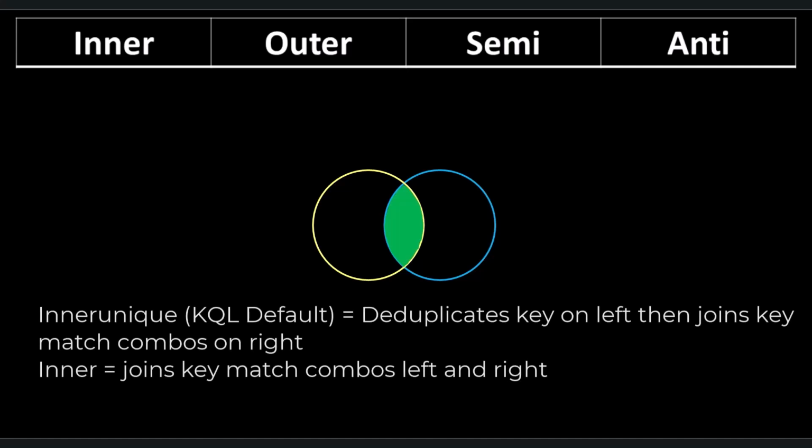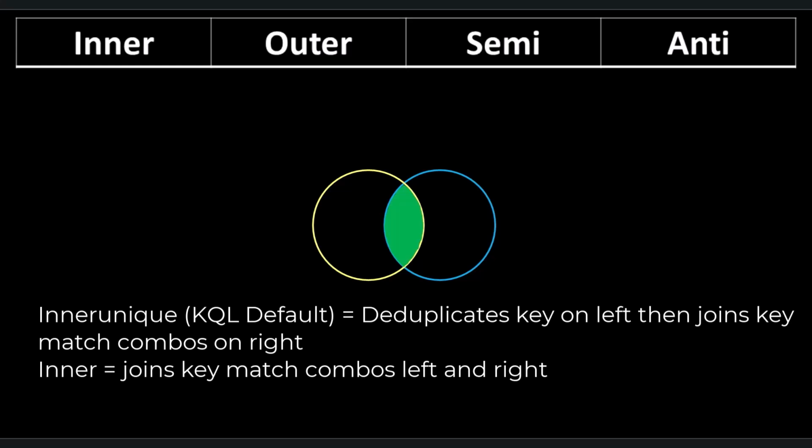It first deduplicates records on the left table and then displays key matches from the right table. If we don't define a key type in our query, like in the previous example, KQL will default to the inner unique join type. The inner join shows all records from both the left and right tables with a key match, and it does not deduplicate any tables.